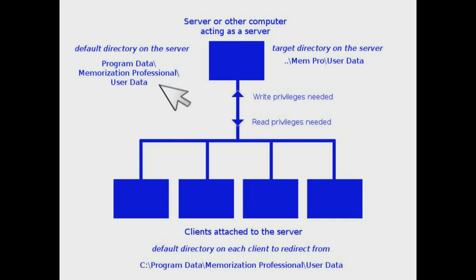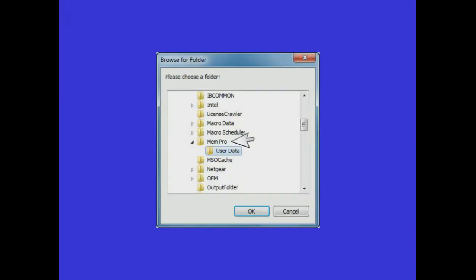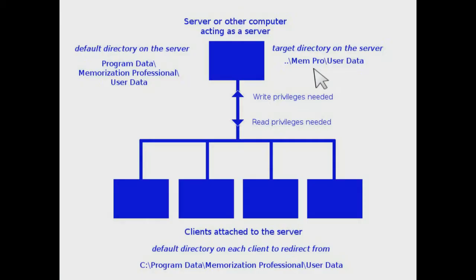Here you see this default directory within the program data directory. It would be similar on a server. But for some systems, this directory may not be accessible regardless of the permissions. So if the default directory is not accessible by the clients, you need to first create a folder on the server called MemPro, open that folder and create a subfolder named User Data. Please capitalize the first letters. The reason to name it MemPro is so not to confuse it with the default root directory named Memorization Professional.